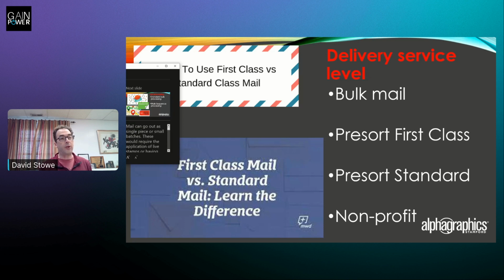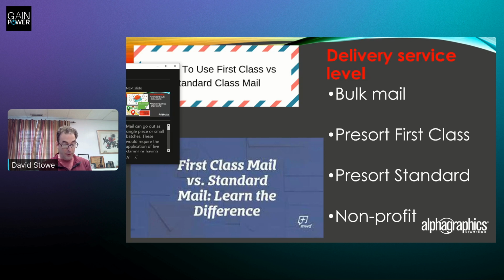So bulk mail generally has two basic classes. There's first class and there's standard mail. First class mail has a higher level of service and on average will be received anywhere in the country in about 1 to 5 days. There's also a 500 piece minimum threshold to be able to do a first class bulk mailing.